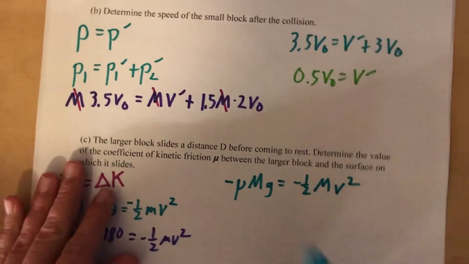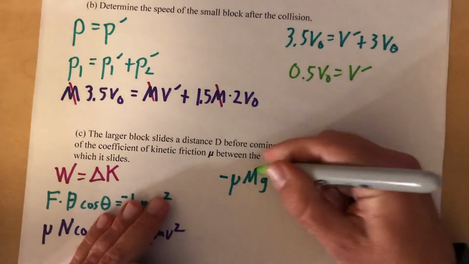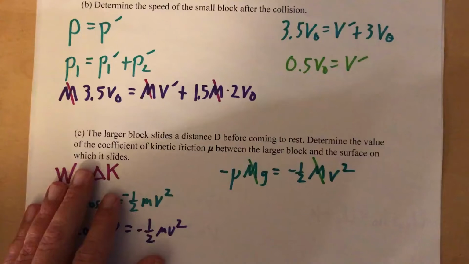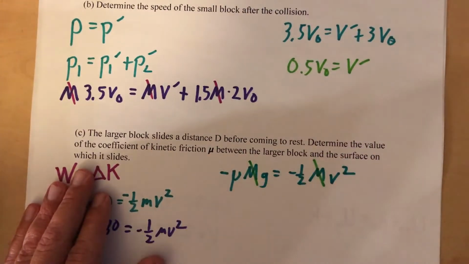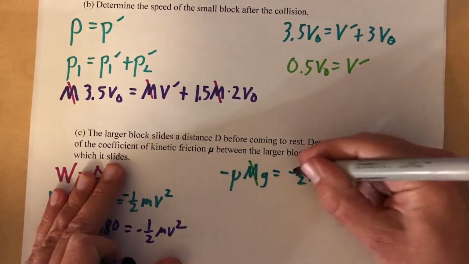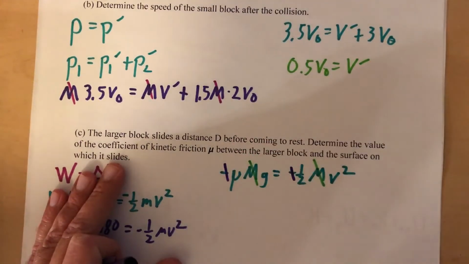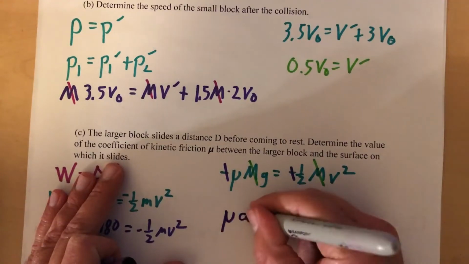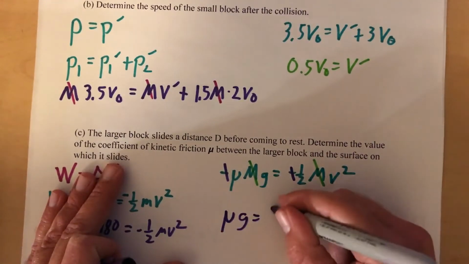Again, it's generic, I haven't plugged in for anything. The masses don't actually matter because they cancel out, as they do in all skid problems. And now let's start to plug in. Oh, and the negatives cancel out as well. So we get mu times g is equal to 1/2.